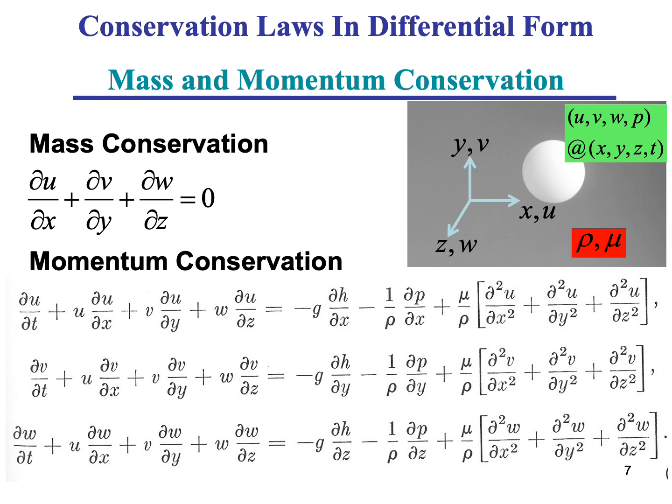So mass conservation looks like the following. It's the partial u velocity by partial x plus partial v by partial y and partial w by partial z. The summation of those three terms will be equal to 0.